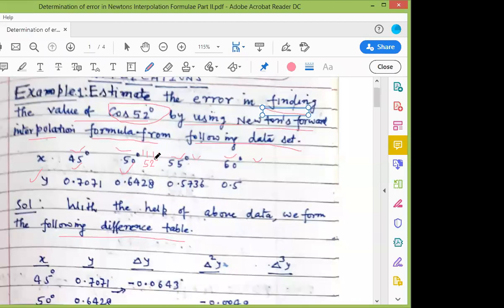At the same time, if you are not told whether to apply Newton's forward interpolation formula or the backward interpolation formula, it is a very critical situation to decide which one we are going to apply. It is worth noting this very point.